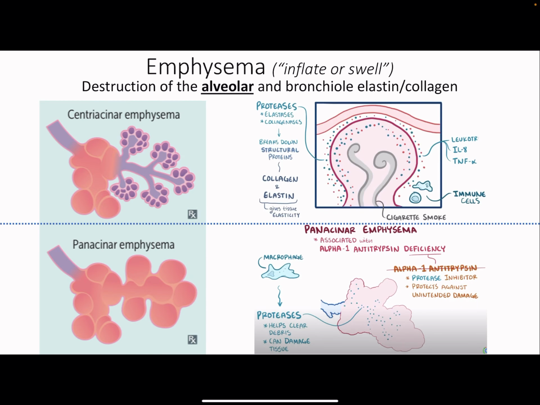So emphysema means to inflate or to swell. And this is the destruction of, yes, the bronchioles, but mostly the alveoli. The elastin and the collagen are the main culprits.